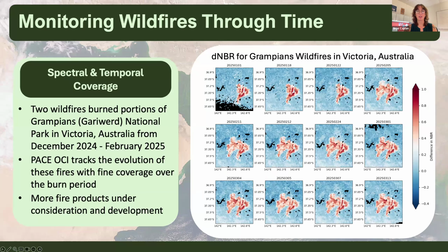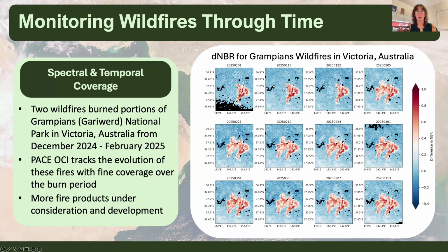So for another example use case, I'll talk briefly about wildfires. I might speed up here again just for time, but this is a dNBR analysis, or a difference in normalized burn ratio analysis, that we did for Grampians National Park in Australia. There were 2 fires in late 2024, early 2025, and doing this analysis with OCI has allowed us to go beyond the typical 1 month on either side of the fire to see the dynamics of these fires during the burns themselves. So again, as long as the sky is clear, we know that there were 2 fires in this complex, one in December and one which started in January, and we can watch how those burn scars evolved over time with the temporal resolution of PACE OCI.